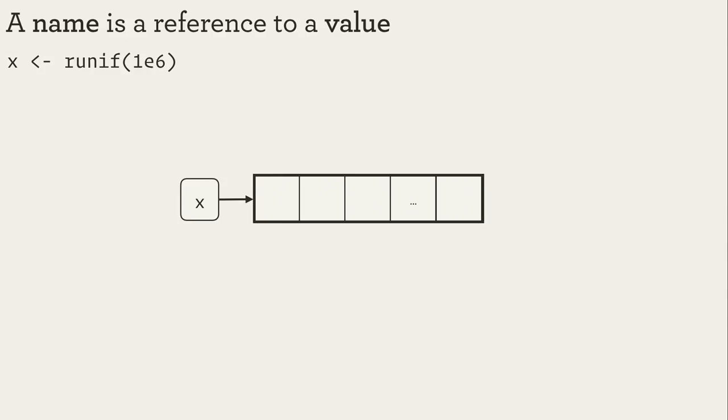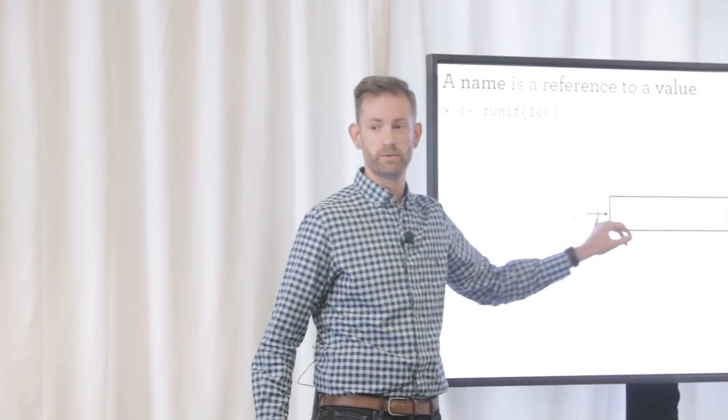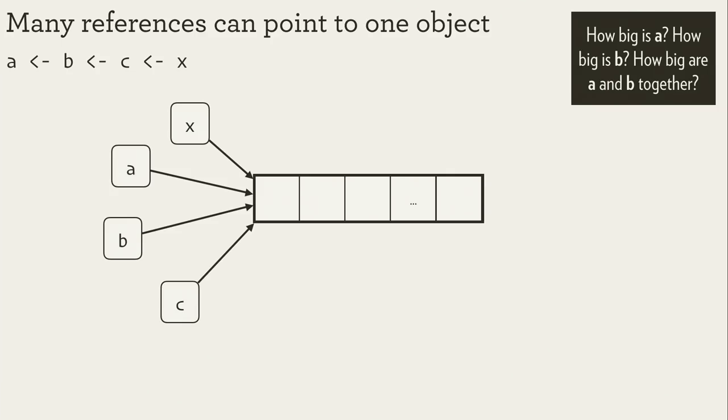What the assignment arrow is doing is associating this object or this value with a name. In R, this is basically like a reference. It's kind of like a pointer. I'm not going to use pointer because that conveys some specific technical meaning, which is not true in R. But it's like a reference. A name references a value. And in fact, many references can point to one object.